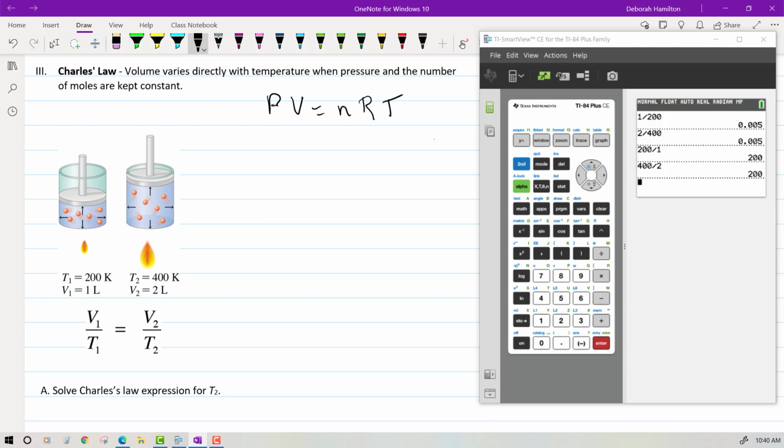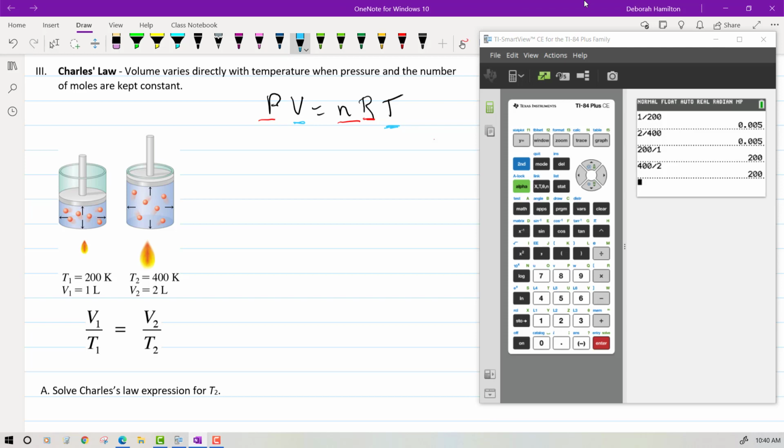In this instance, we're keeping the pressure and the number of moles constant, and R is a constant that we'll talk about in another video. So we're varying volume and temperature. You can see the working relationship on the side, which is V1 over T1 equals V2 over T2. And over on the calculator display, I've put in the variable substitutions that are shown for the pistons.